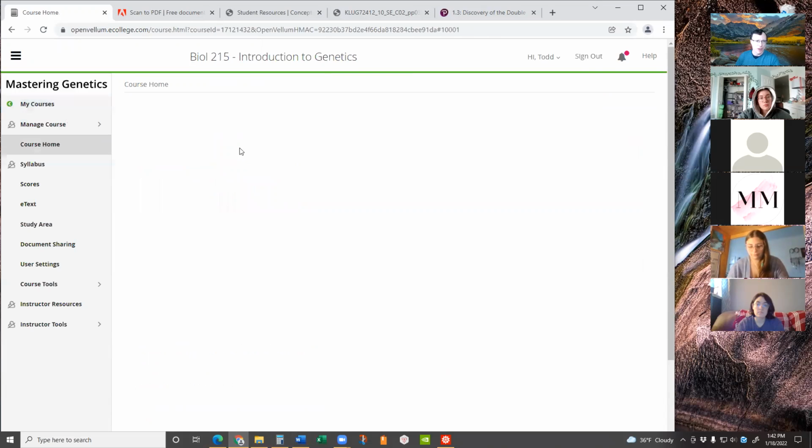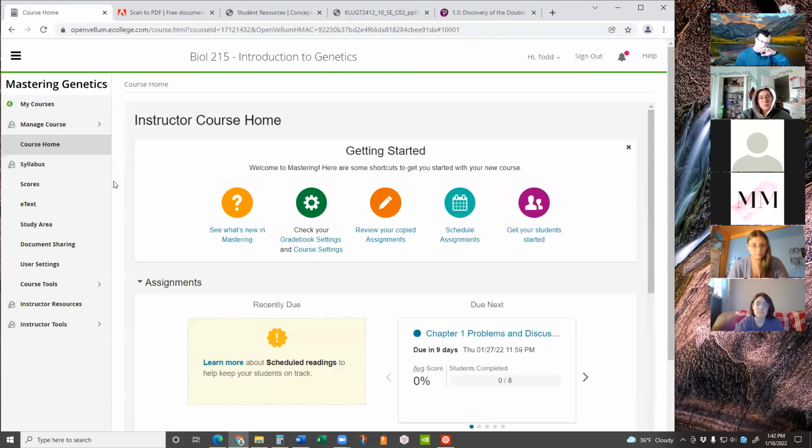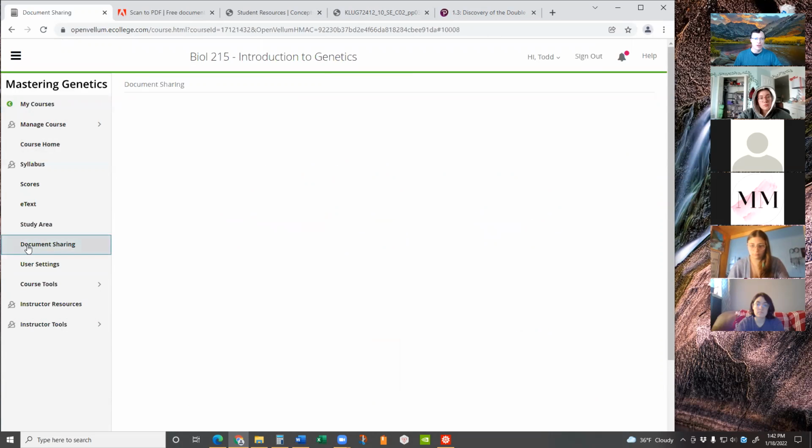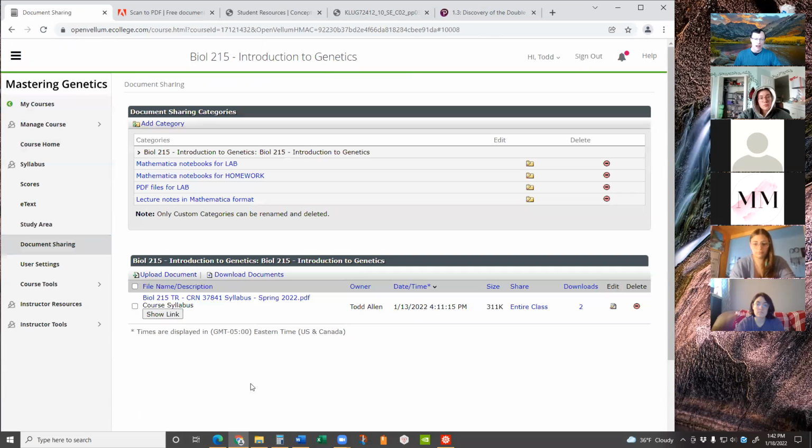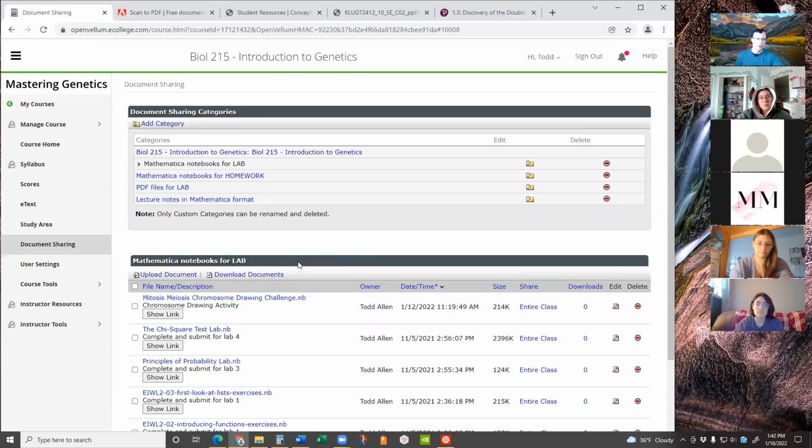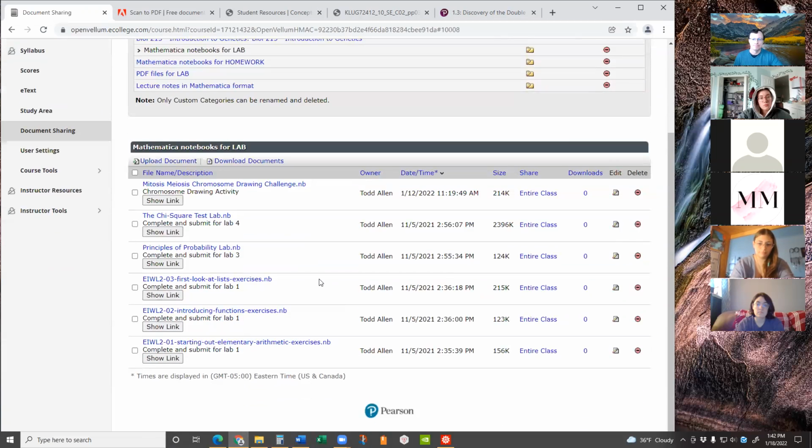Okay, I do want to be respectful of time, but let me show you some other things. So I've shown you those items. There's also a document sharing area. The document sharing area will contain various things. The first thing it's showing you is the course syllabus, and this is the updated syllabus with that typo corrected. So if you just want to download that, you'll have the correct thing. Also, I've already placed Mathematica notebooks for lab, which we will use somewhat on Thursday, and I'll show you how to use them, but here they are.